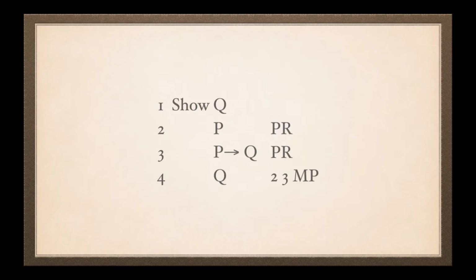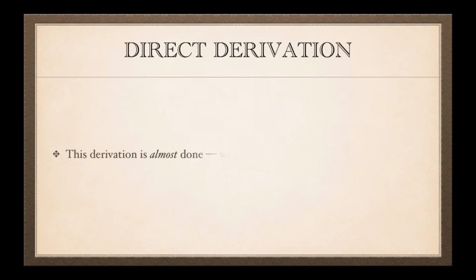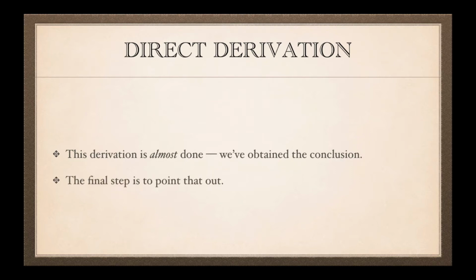So here's the derivation as it stood at the end of the previous video. We're trying to derive the argument P, and if P then Q, therefore Q. So we say show Q, we're trying to show the conclusion. We put in our two premises, P, and if P then Q. And finally we applied modus ponens to lines 2 and 3, and that gave us Q. And Q is what we want to get, and so it's almost done. We've obtained the conclusion, what we're trying to show, but now we need to just point that out. So how do we do that?